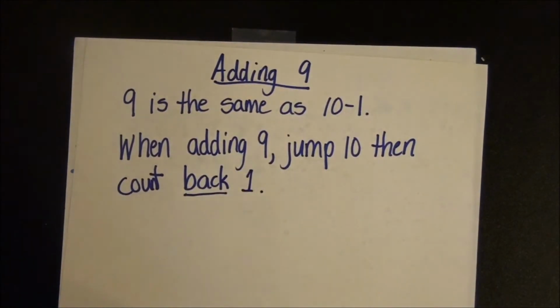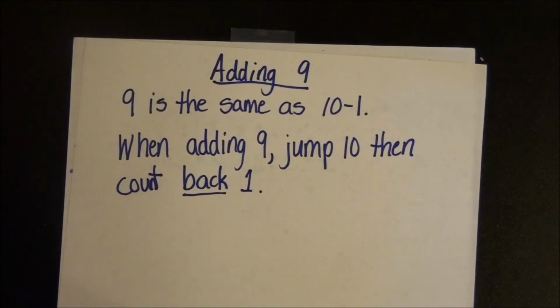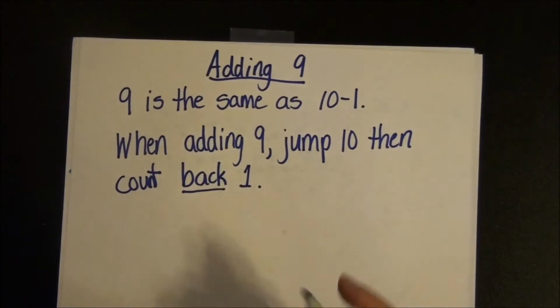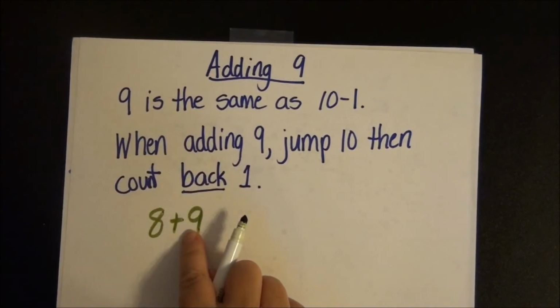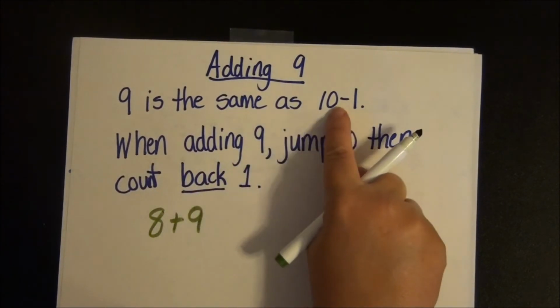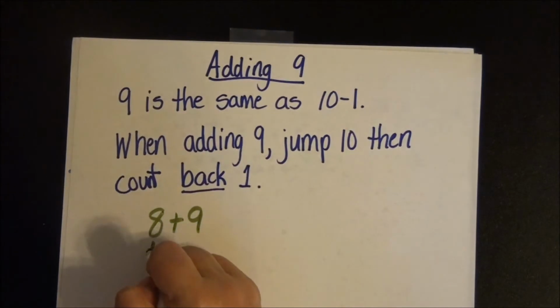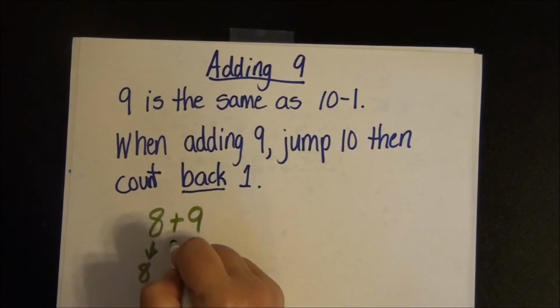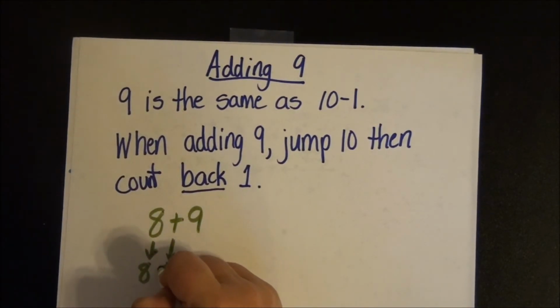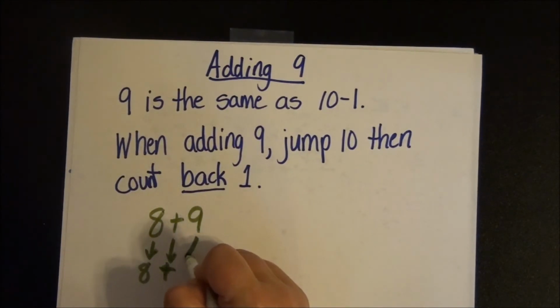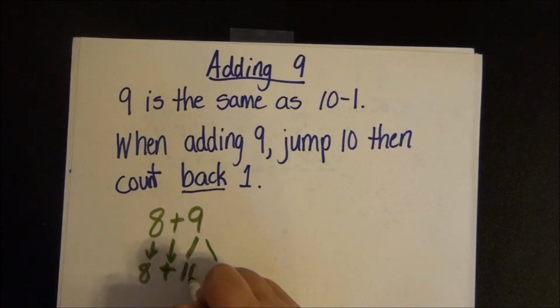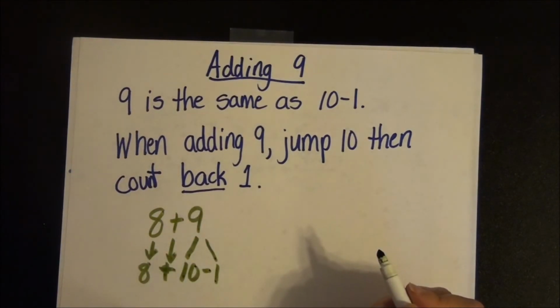Okay, so let's try that. Let's try 8 plus 9. So I know that I'm adding 9, so I know that's the same as 10 minus 1. So I'm going to rewrite my 8. I'm going to rewrite my plus sign. Now I'm going to make 9 into 10 minus 1.